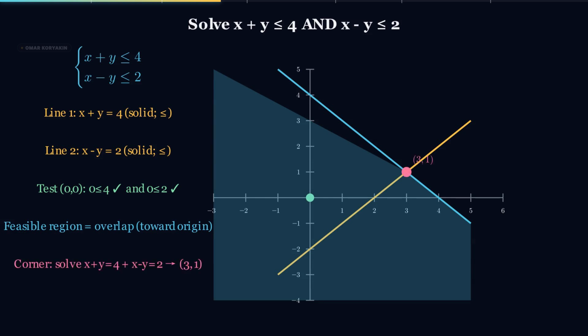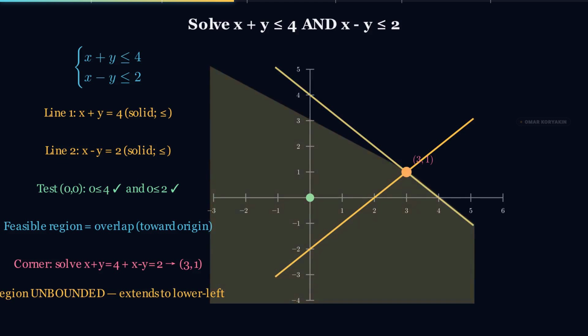Step 5. Classify the region. The two boundary lines define an open wedge that extends to infinity to the lower left. Combined with the requirement that we be on the origin side of both lines, the feasible region is unbounded, extending toward the lower left. The single corner 3, 1 is the only finite vertex of the region, so the feasible region is the wedge below x plus y equals 4 and above x minus y equals 2, with corner at 3, 1, unbounded extending to the lower left.